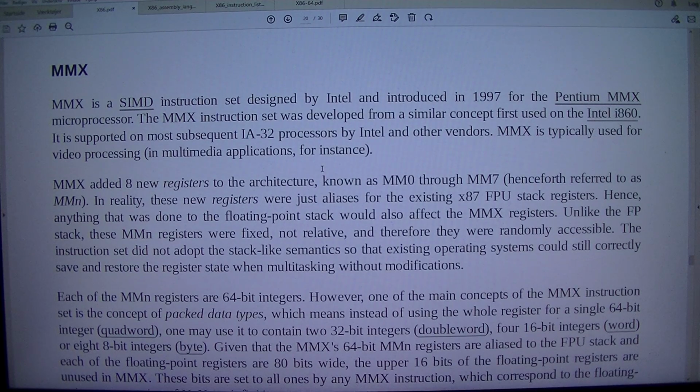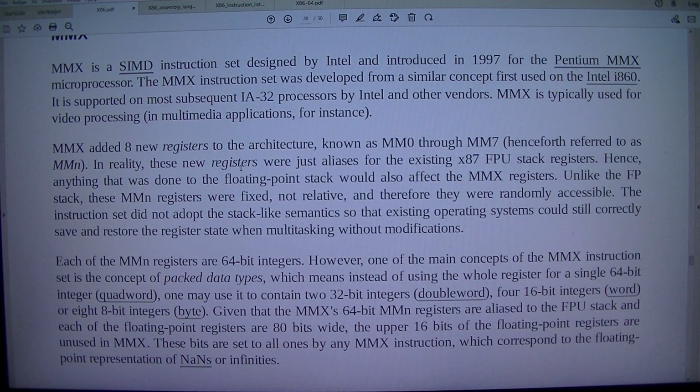For instance, MMX added 8 new registers to the architecture, known as MM0 through MM7, henceforth referred to as MMn. In reality, these new registers were just aliases for the existing x87 FPU stack registers. Hence anything that was done to the floating point stack would also affect the MMX registers. Unlike the FP stack, these MMn registers were fixed, not relative, and therefore they were randomly accessible.